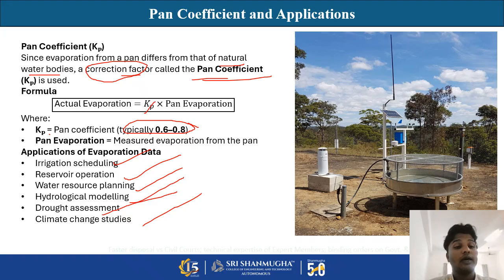You should remember the formula for actual evaporation: actual evaporation equals the pan coefficient Kp times pan evaporation. Pan evaporation is the evaporation measured from the pan. On the right side, you can see a realistic view of the pan with an anemometer.